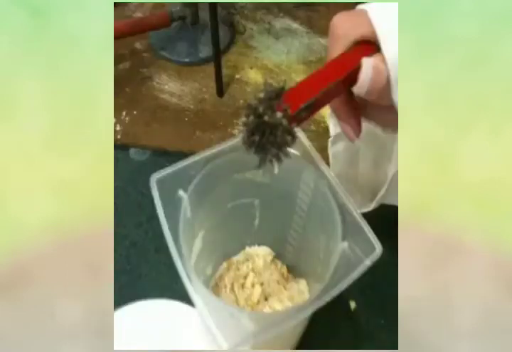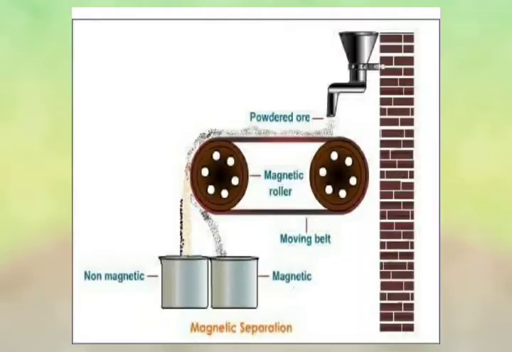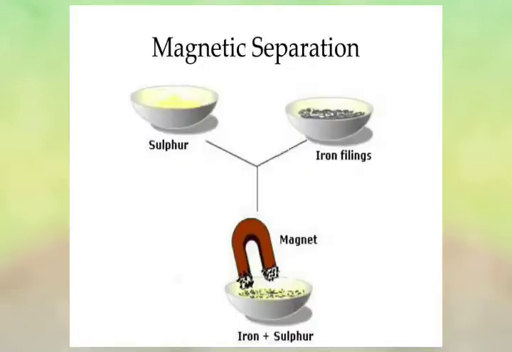Now, the third method of separation of solid-solid type of mixture is magnetic separation. This method is used when one of the components of the mixture is magnetic in nature, that is, gets attracted towards a magnet, like iron, and hence can be separated by this method. For example, mixtures of iron and sulfur, iron and sand can be separated by moving a magnet over them. Iron gets attached to the magnet and is separated.